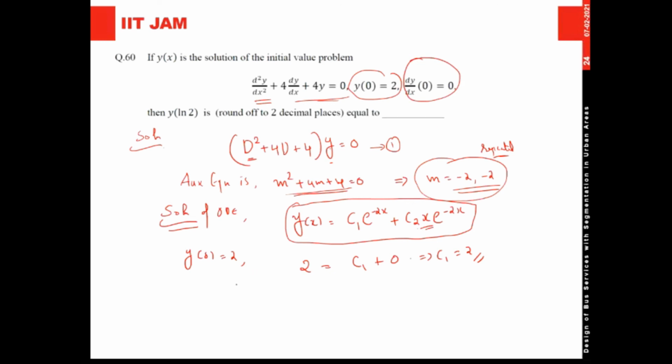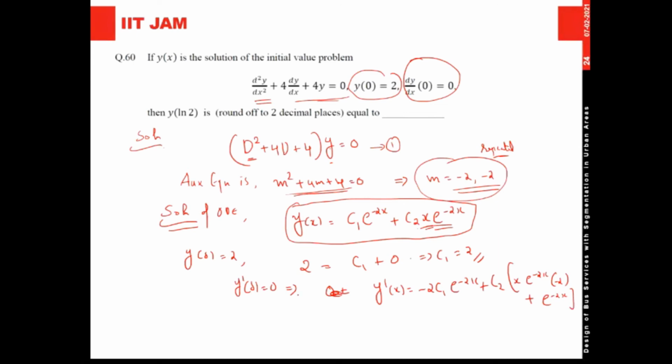So y dash of 0 is equal to 0, which implies 0 is equal to, okay, so first I will find out what is y dash of x. So this is actually equal to minus 2 C1 e raised to minus 2x plus C2 into derivative of this x into e raised to minus 2x into minus 2 plus e raised to minus 2x.